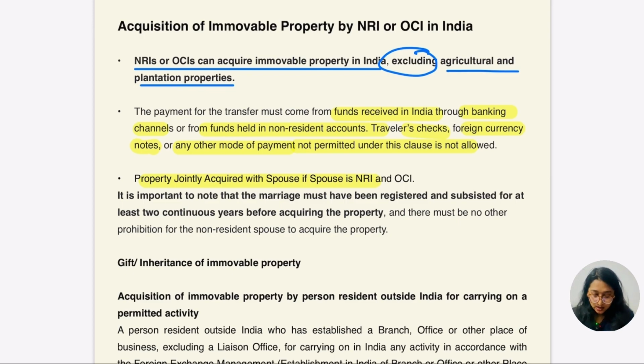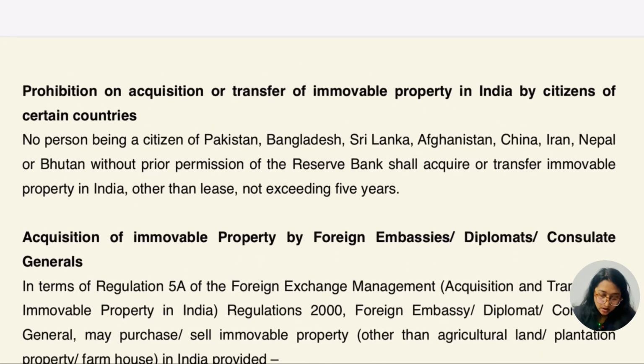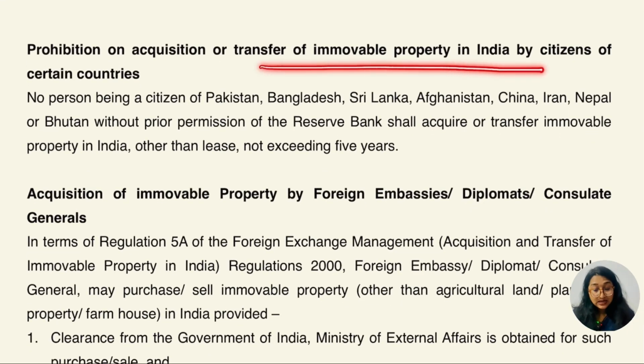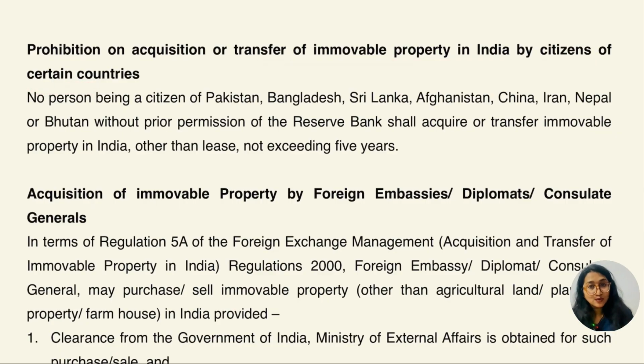Okay, that's it. Okay, so next point, let's cover prohibition on acquisition or transfer of immovable property in India by citizens of certain countries. Now we know the countries are going to be what? Pakistan होने का एक, बांग्लादेश होने का है, ठीक है, हाँ जी. With that there are a lot more, ठीक है.